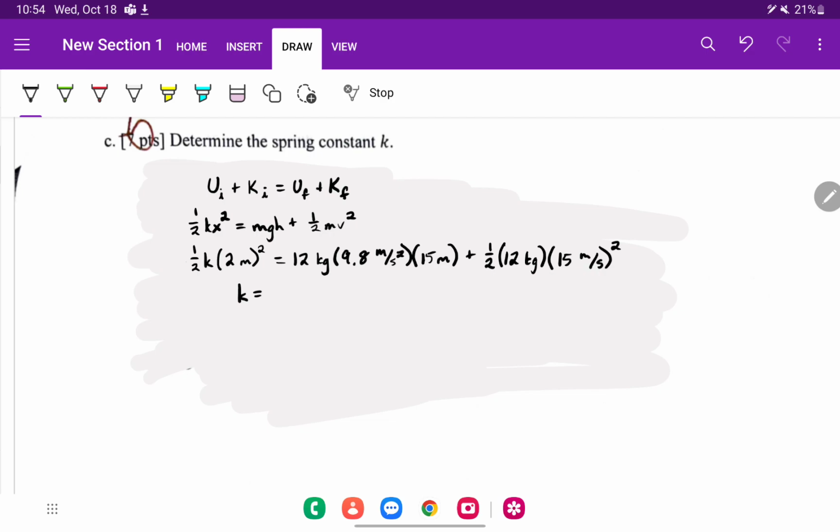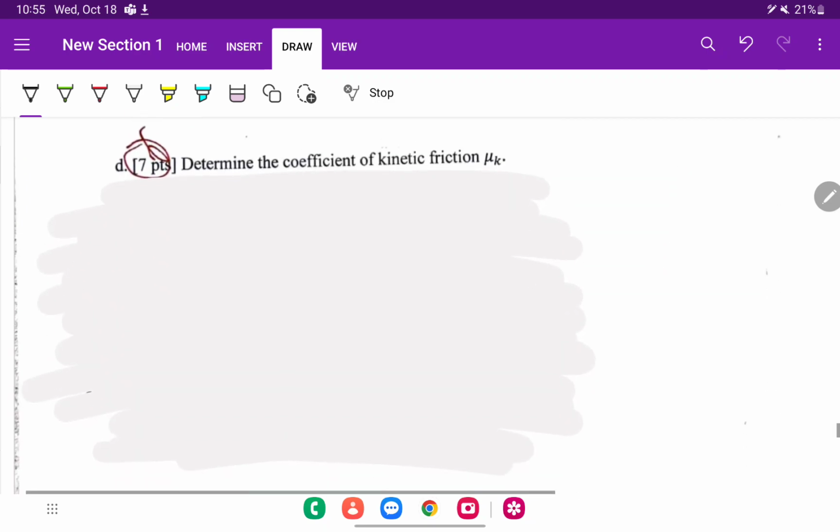I'm going to multiply by 2 to get rid of that 1/2. And then I'm going to divide by 4 to get rid of that 2 squared. And after all the calculations, I get 1557. And K is measured in Newton meters. Okay, that's our K. Last time, we're at D.